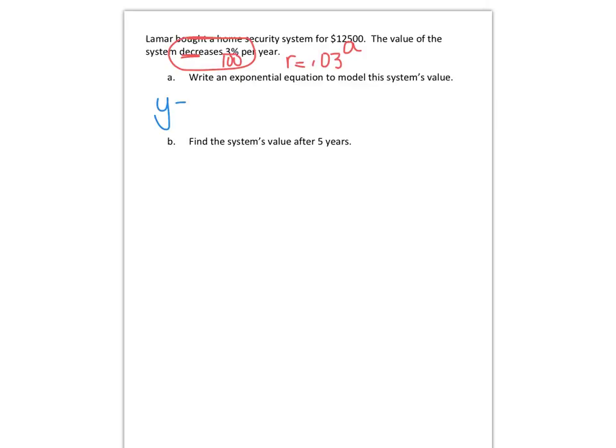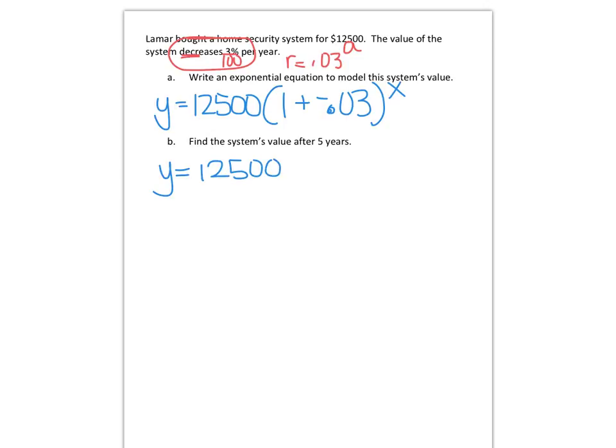So y equals 12,500, the starting value. And then instead of 1 plus r, well, it can be 1 plus r. It'll be negative, though, 0.03 to the x. X being time periods, which since it said per year, x is the number of years. So you can simplify that. You don't have to write that with plus and negative. That would be 12,500 times, you could have 1 subtract 0.03, or you could actually type it into your calculator. That would be 0.97. Looks really nice.